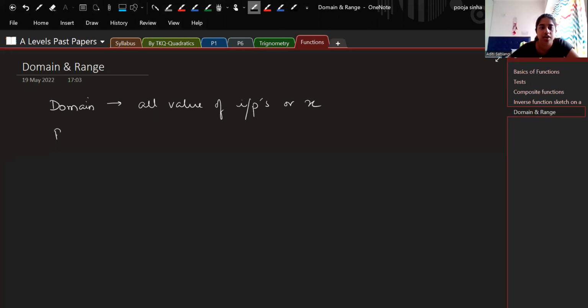And what is the range? Range is all values of outputs, or y. All values of outputs, or y value, right?